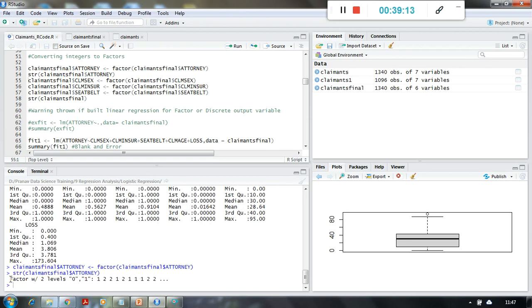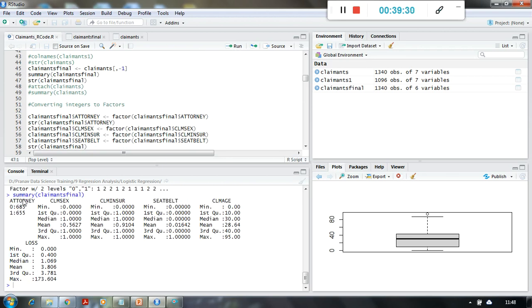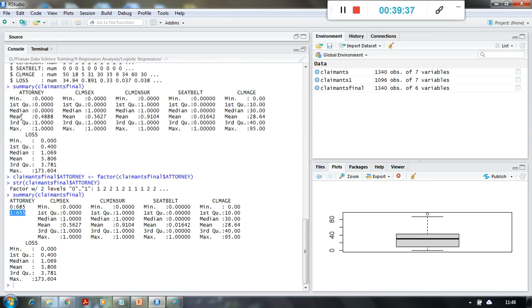So look at this. It has converted now as factor with 2 labels as 0 and 1, and then 1 2 1 2 1 2 values it has assigned. If you plot the summary now, you will see the attorney will be shown in this format. How many zeros are there and how many ones are there. Earlier it was not like that. Earlier attorney was showing us mean, median value, first quartile, third quartile, etc. Now it is showing only how many zeros are there, how many ones are there. So it has been converted, or you can say factorized, into the categorical variable.